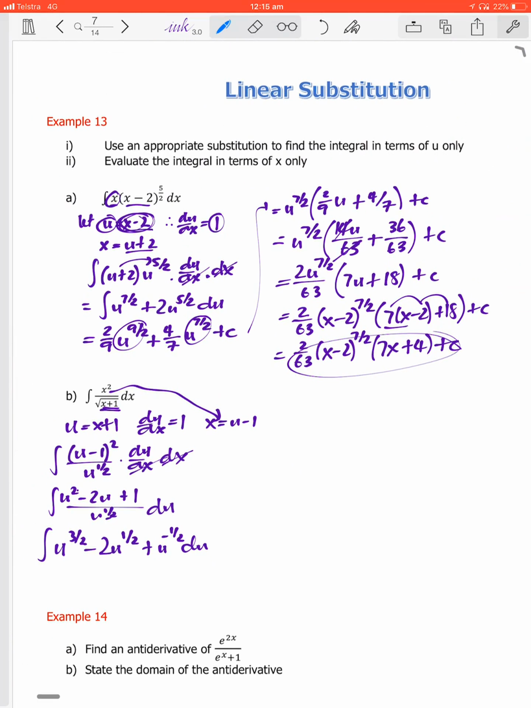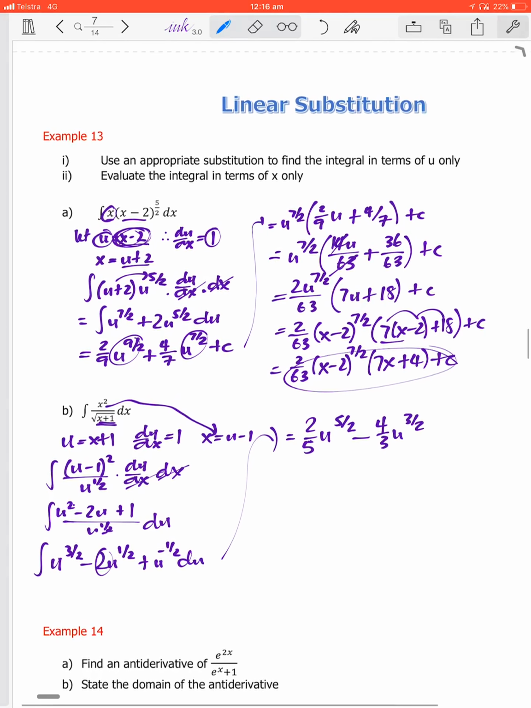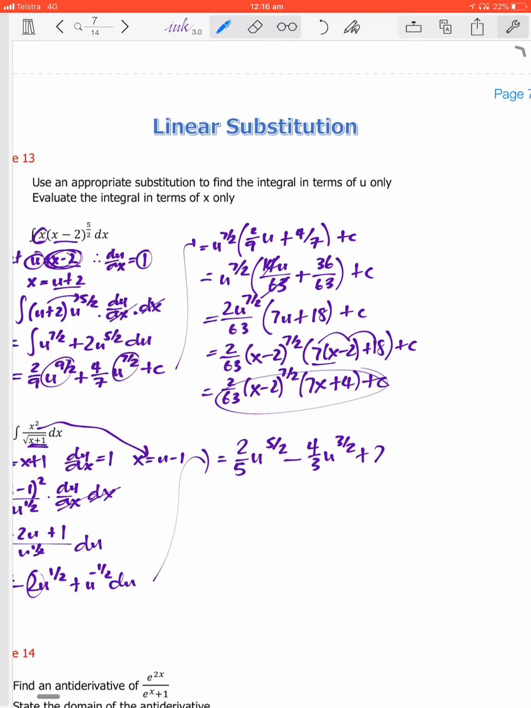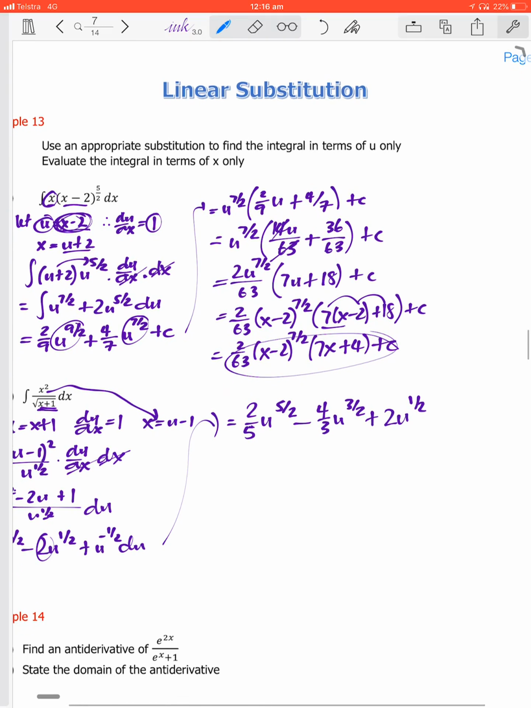Okay, so when we integrate this, we add 1 to the power. So we're going to get 5 on 2, so 2 on 5 when I divide by it, u to the 5 on 2, minus, if I add 1 to that, I get 3 on 2. So I'm going to get 4 on 3, because I already had a 2 at the front, u to the 3 on 2. If I add 1 to that, I'm going to get a half. If I divide by a half, it's the same as 2. So plus 2u to the half, and then plus c.